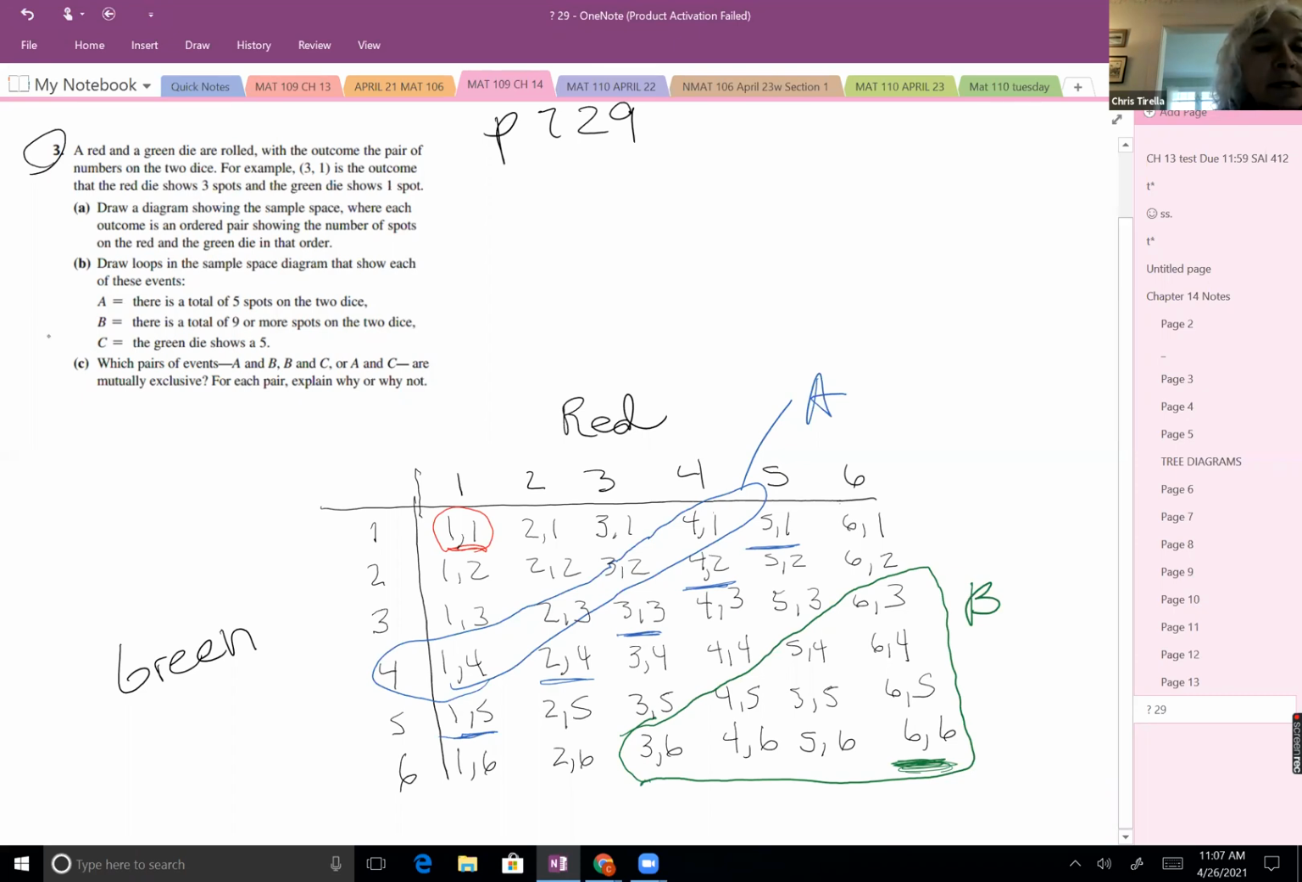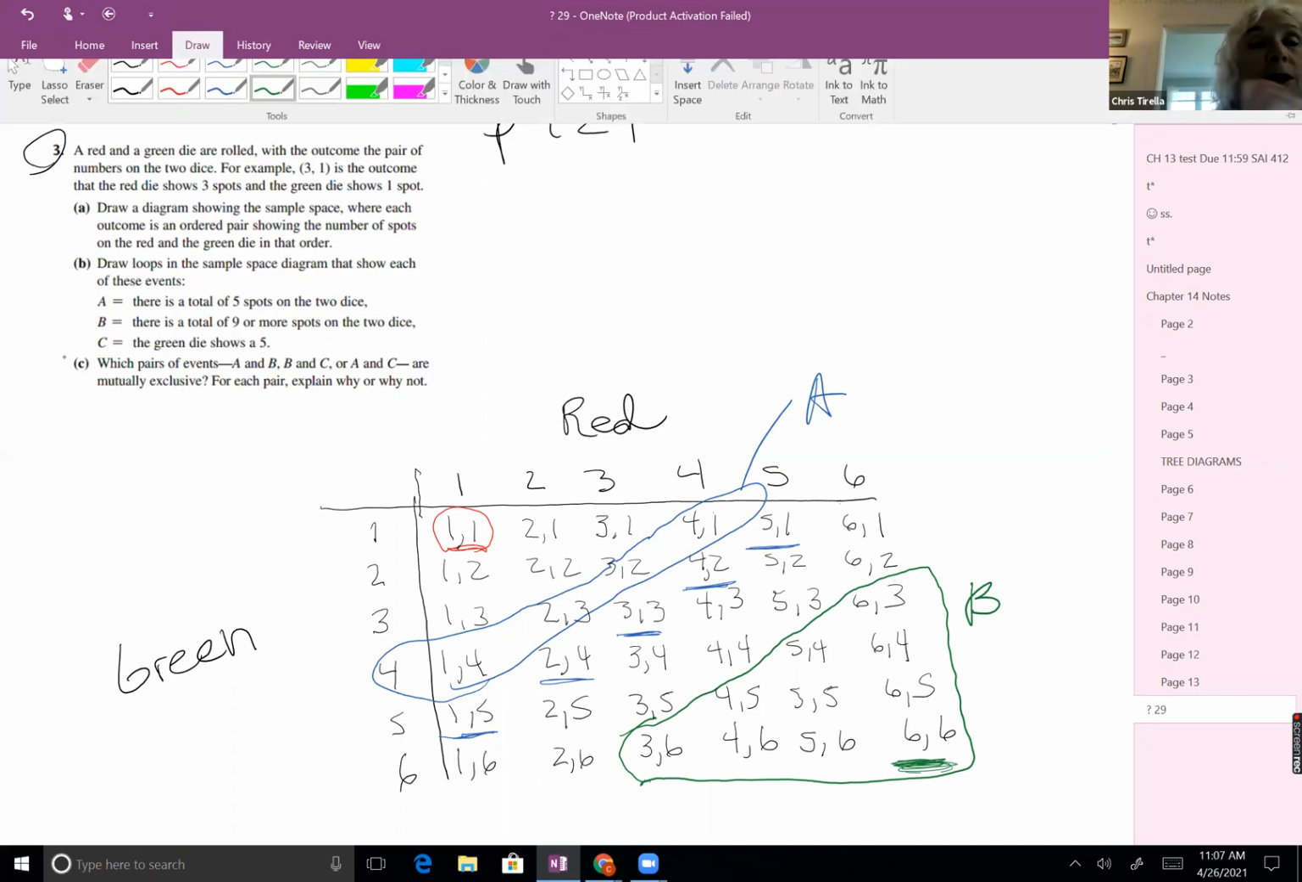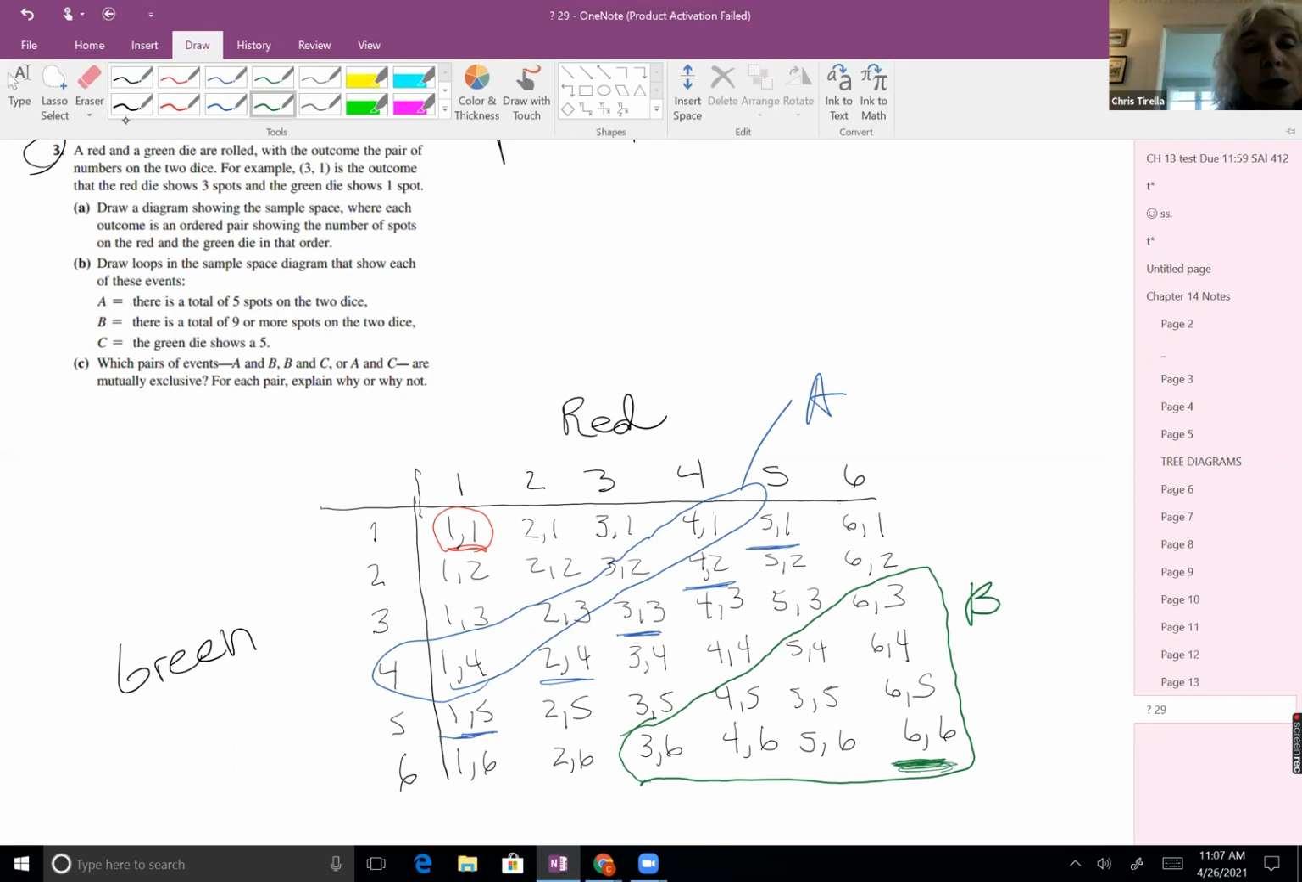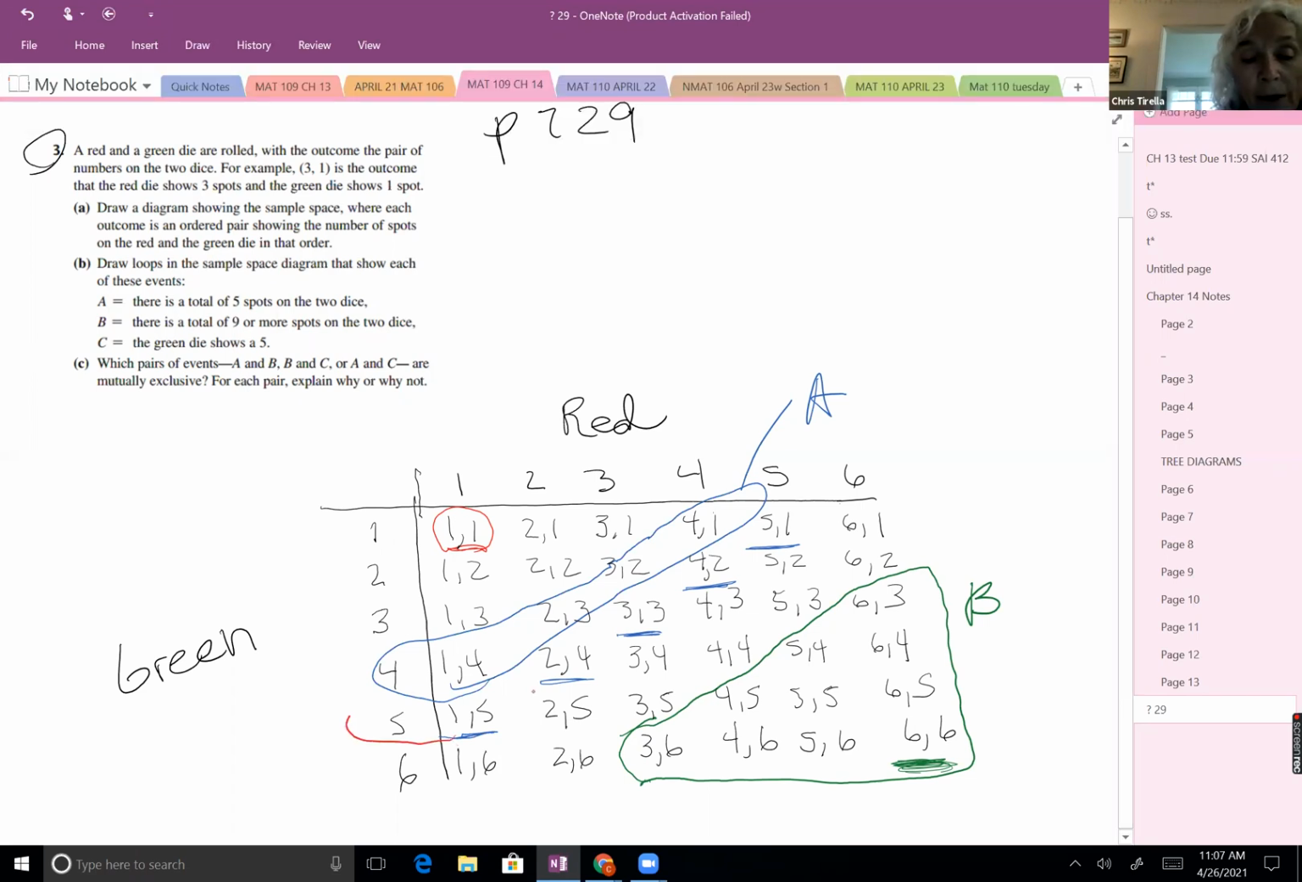And then C asks me to show where the green die shows a 5. So I'm going to use, I guess, the red. The green die showing a 5 would be here. So this would be C. Everybody all right so far? Kind of.